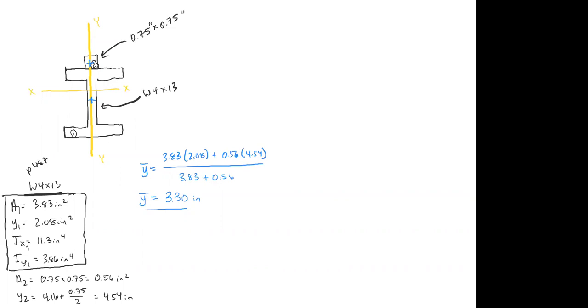That seems weird to me for a second. 2.39. I knew that seemed a little high. I think I forgot to bracket the bottom. 2.39 inches. That sounds better. 2.39 inches. So then I can just go ahead and solve for my sum of the i's in the x. That's going to be I1x plus A1 times Y bar minus Y1 squared, plus our rectangle. So that's going to be I2x plus A2 Y bar minus Y2 squared.